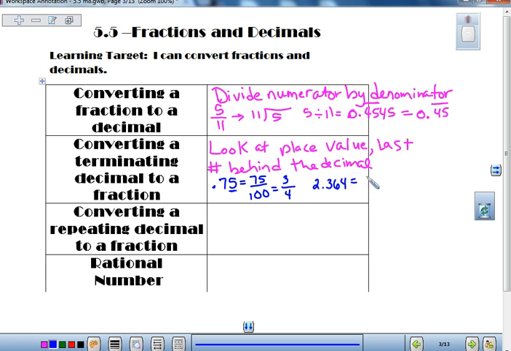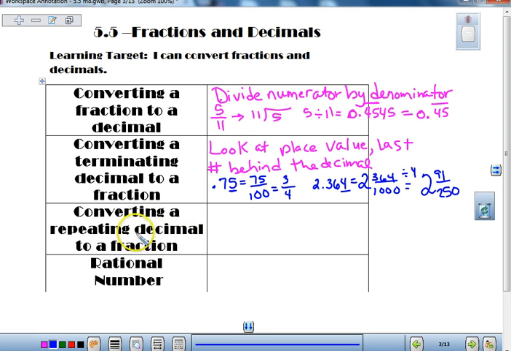What about if I have something like 2.364? If I'm looking at 2.364, I'm still going to keep the 2 as my whole number in front of the decimal. I look at the place value of the 4, tenths, hundredths, thousandths, and I have 364 over 1,000. I can't leave my answer in this form. I need to simplify. So now you want to make sure that you simplify that last. When we look at that last part of simplifying, we notice that 364 and 1,000 are both divisible by 4. So 2 is still my whole number, and 364 over 1,000 gives us 91 over 250. And we really can't simplify that any further.